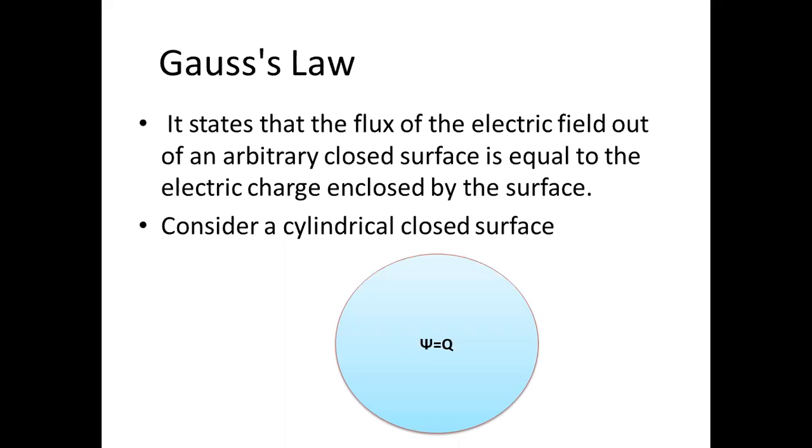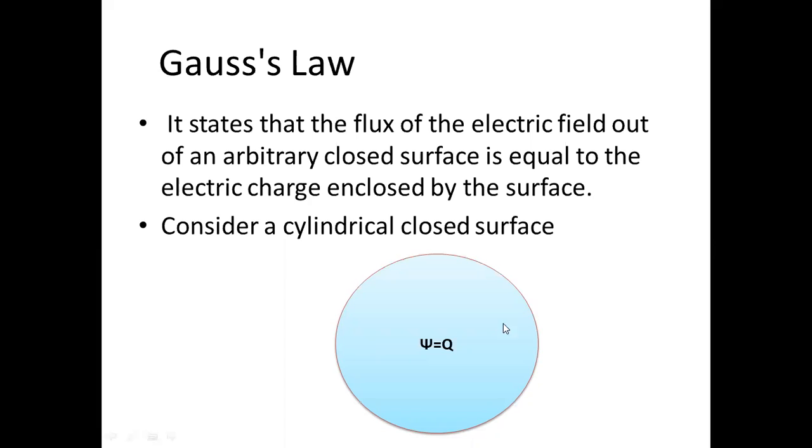The statement of Gauss's law is that the flux of the electric field out of an arbitrary closed surface is equal to the electric charge enclosed by that surface. So consider a spherical surface. We can take any closed surface: cylindrical, spherical, cube-shaped, or any other closed surface.